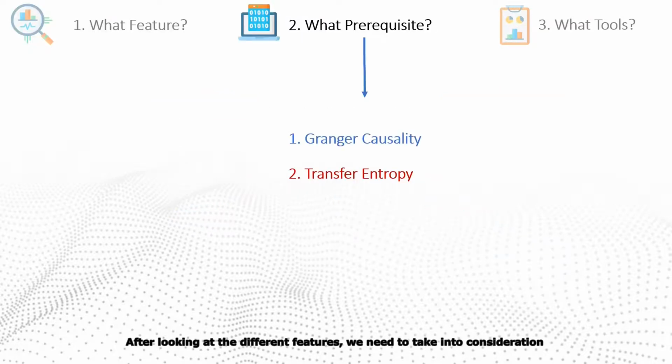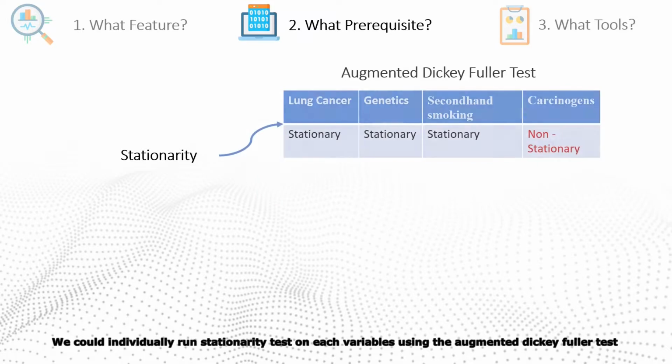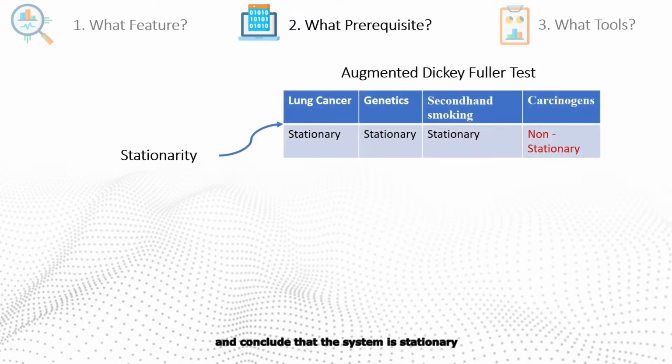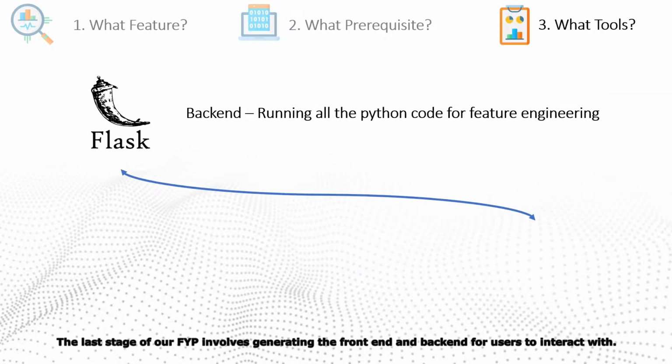After looking at the different features, we need to take into consideration what the prerequisites are before running the test. Since Granger causality and transfer entropy require our dataset to be stationary, we will look at the various tests to ensure stationarity in our dataset. We could individually run stationarity tests on each variable using the Augmented Dickey-Fuller test and conclude that the system is stationary. Or we could complement it with a Johansen cointegration test and directly make the conclusion that the system is stationary.